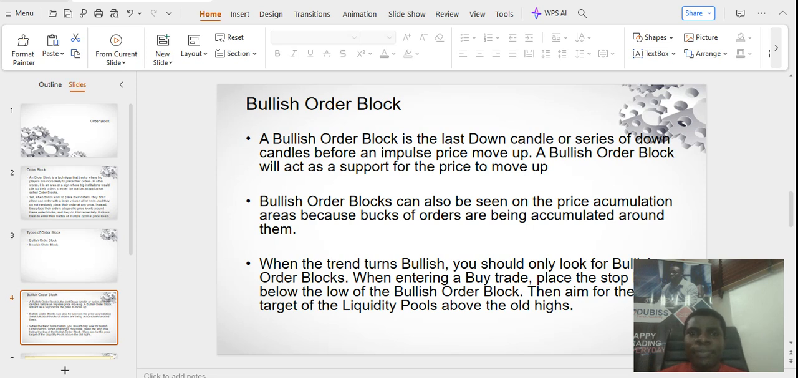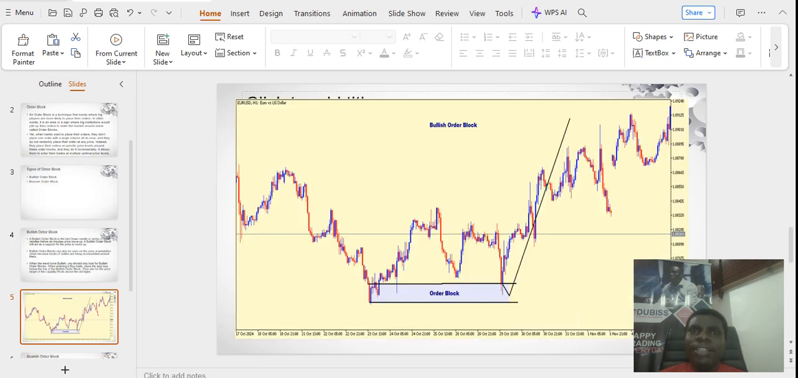In another way, we can also see a bullish order block as accumulation of price, price accumulating in a zone. When price accumulates in a zone, most times price would like to revisit this area before it moves up. For example, on our chart, this is how it looks. You can see we have the last bearish candle that gave rise to the price moving up. This is an example of a bullish order block.